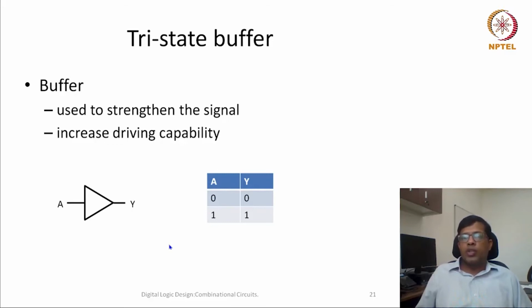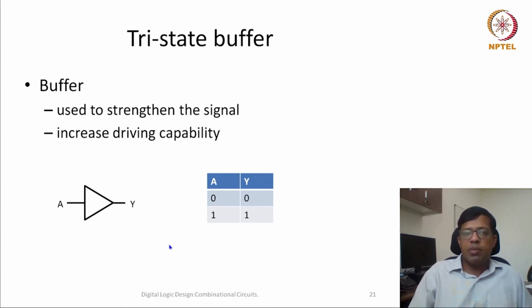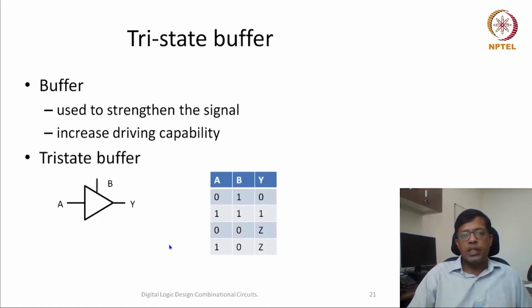Now one output can drive multiple inputs. In a tri-state buffer, you have an additional signal here, B. If B is 1, then this will work like a normal buffer. But if B is 0, then the output is going to be high impedance.